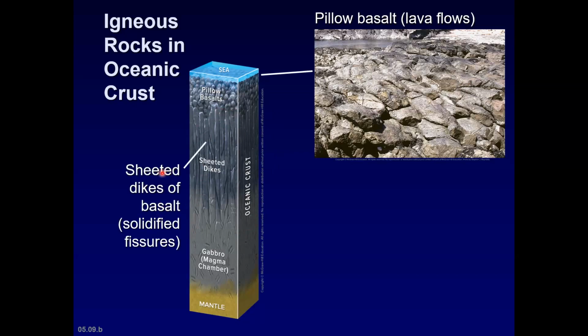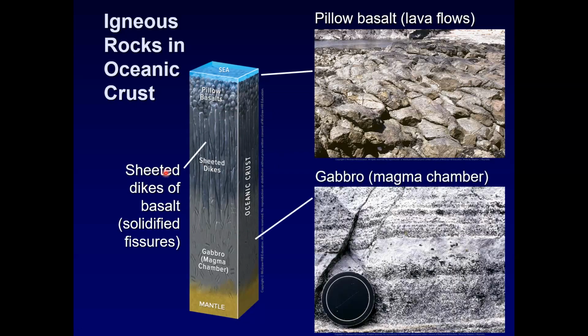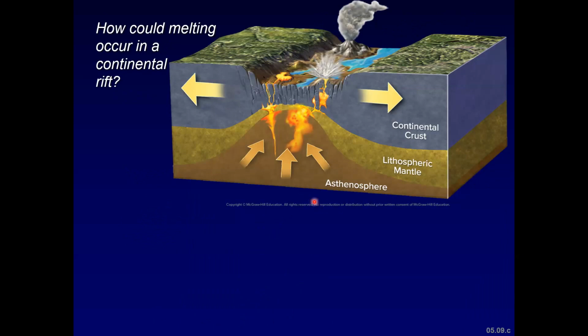Okay, so we call those sheeted dikes. Gabbro forms from a magma chamber. The base of the gabbro is the base of the oceanic crust, actually. And then the mantle is going to be composed of ultramafic rocks. All right, so this could be similar to melting in a mid-ocean ridge.